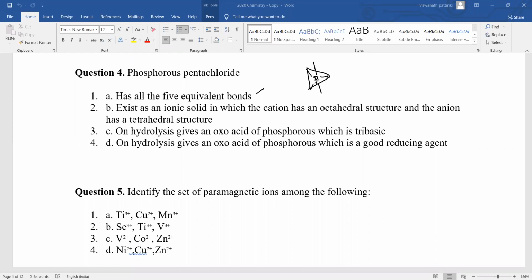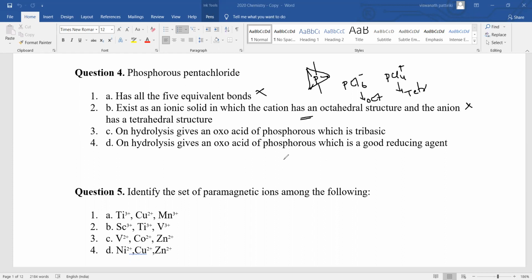Okay, so we have both equatorial and axial bonds. The bond lengths are different. And it exists as an ionic solid in which the cation has an octahedral structure. This is wrong. It will be like this: PCl6 minus and PCl4 plus. So PCl6 minus has an octahedral structure and PCl4 plus has a tetrahedral structure. So this is wrong and this is wrong.